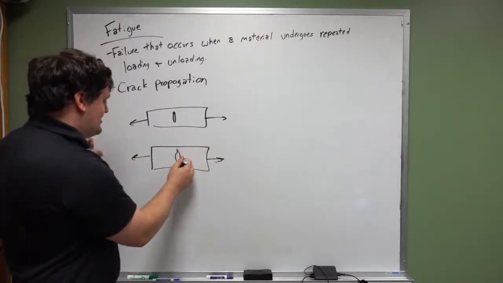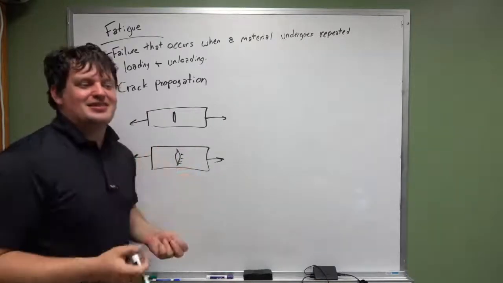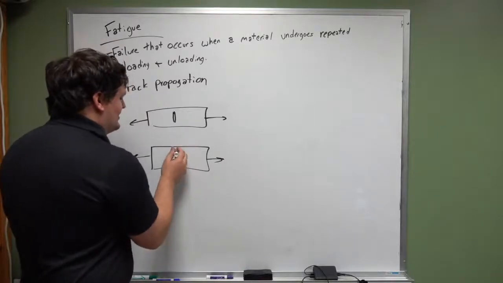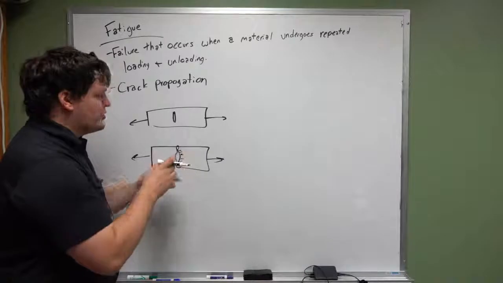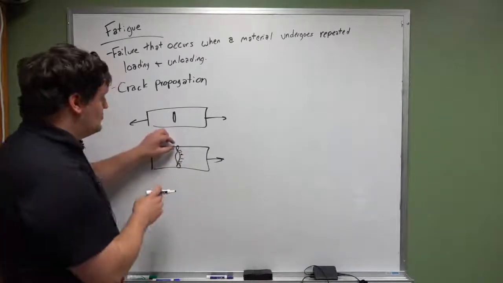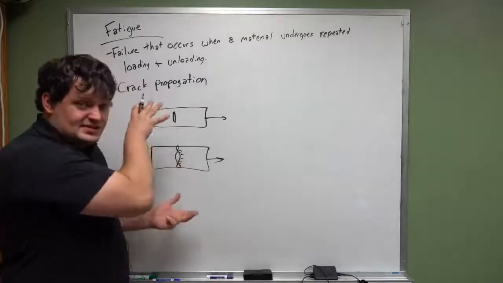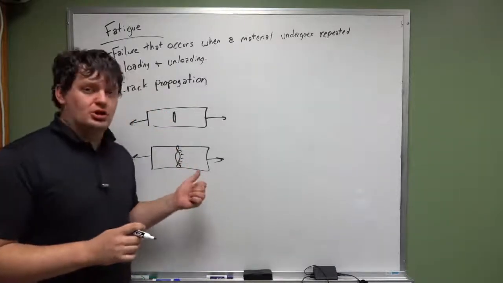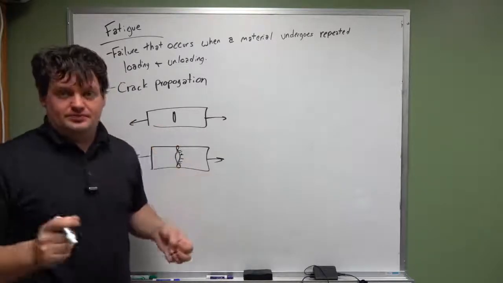This load cannot be carried through this hole. There's nothing to carry that load. It just breaks there. So all of the load is being carried on this side of the crack. Well, the more that crack grows, the more load has to be taken through a smaller area. Which means as this crack grows, eventually you're going to reach a point where there's too much load being carried here and it's just going to snap.